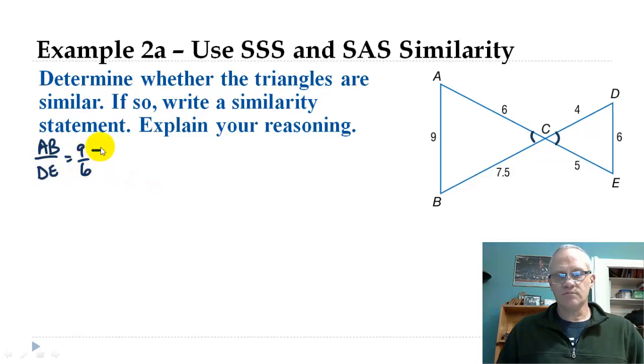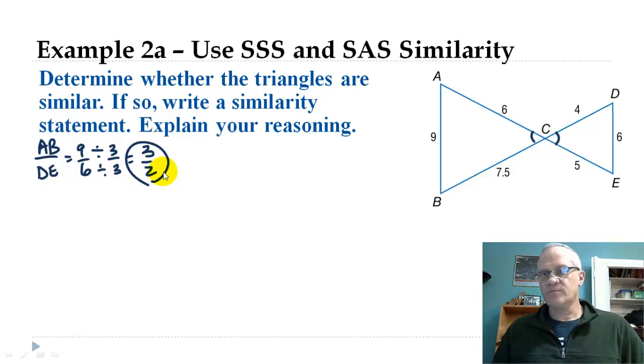Or we can divide them both by 3, and we get 3 to 2. Okay, a ratio of 3 to 2. Well, now here's where it gets a little trickier. You go, well, what are the other sides that match up here? We want to see if they'll match up and make a 3 to 2 ratio. And so you could either match this 6 from AC with the CD side, or you could match the AC with the CE side. So you could have a couple of choices there that you have to check or look out for.